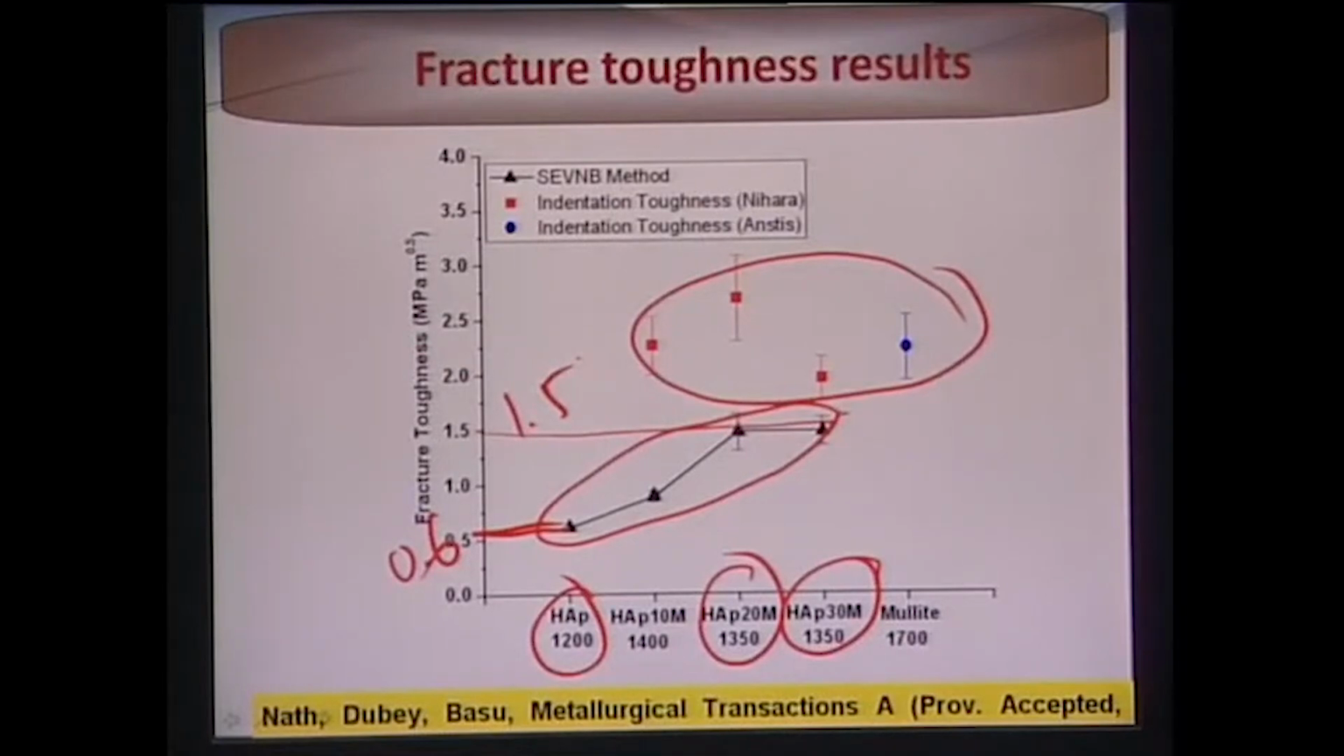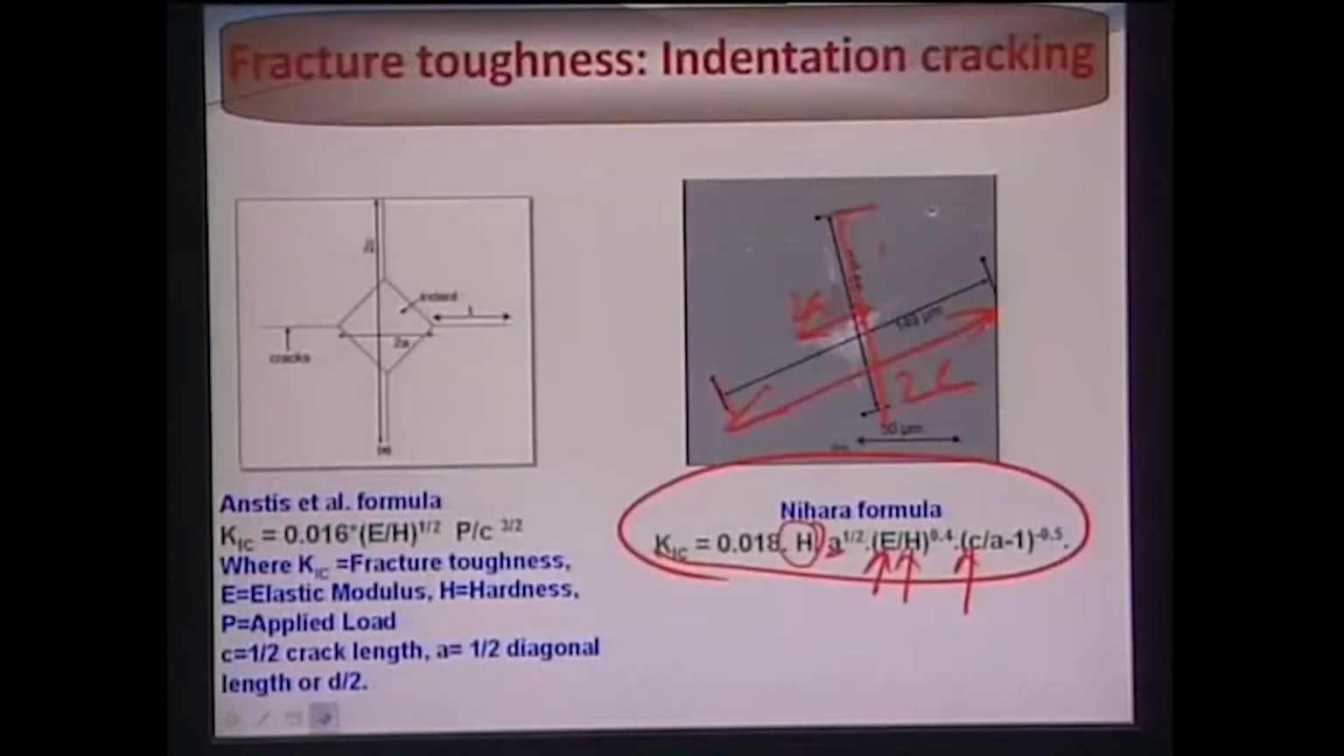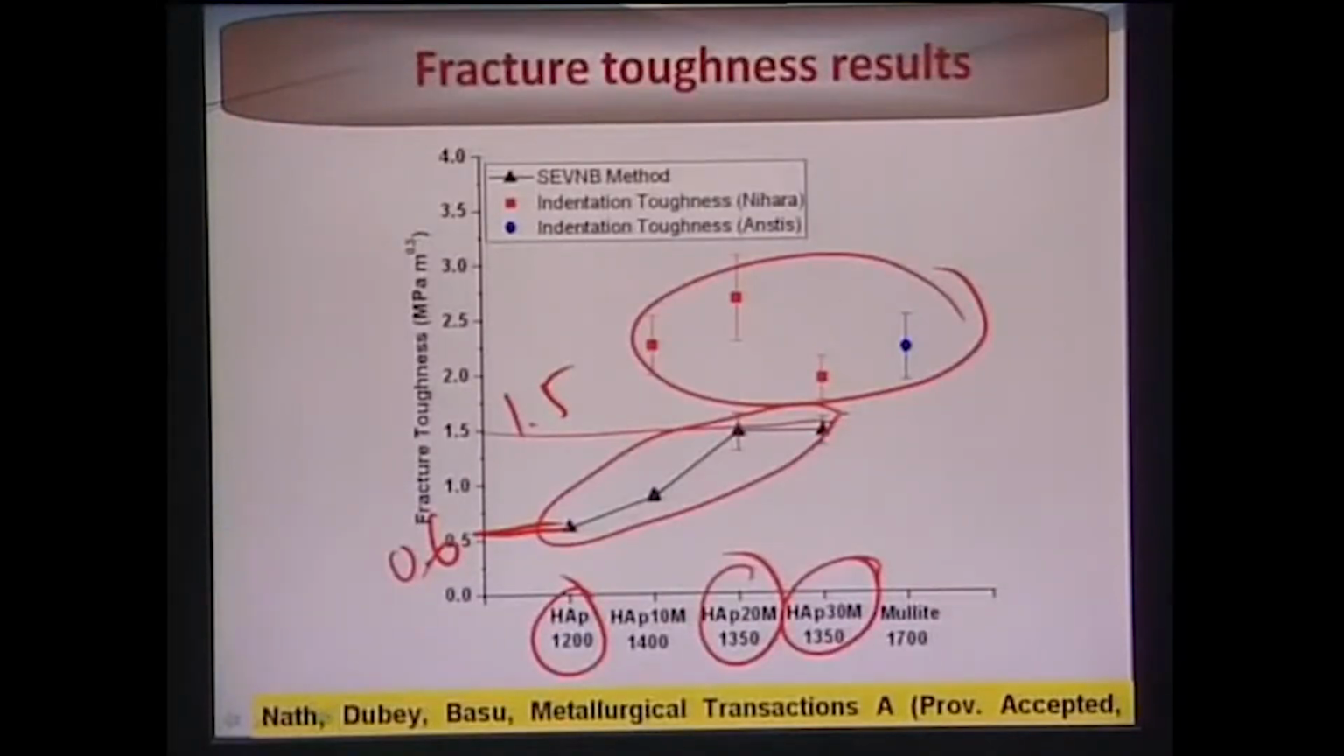The other thing that I must mention here is that the single edge V-notch beam value is most reliable, and many times in the ceramics community, people have questioned the measurement of fracture toughness using the indentation technique. So this is a question mark. Therefore, whatever value you are getting from indentation is also a question mark. However, the value from the single edge V-notch beam technique is the most reliable, because it does not overestimate the toughness properties of this material.